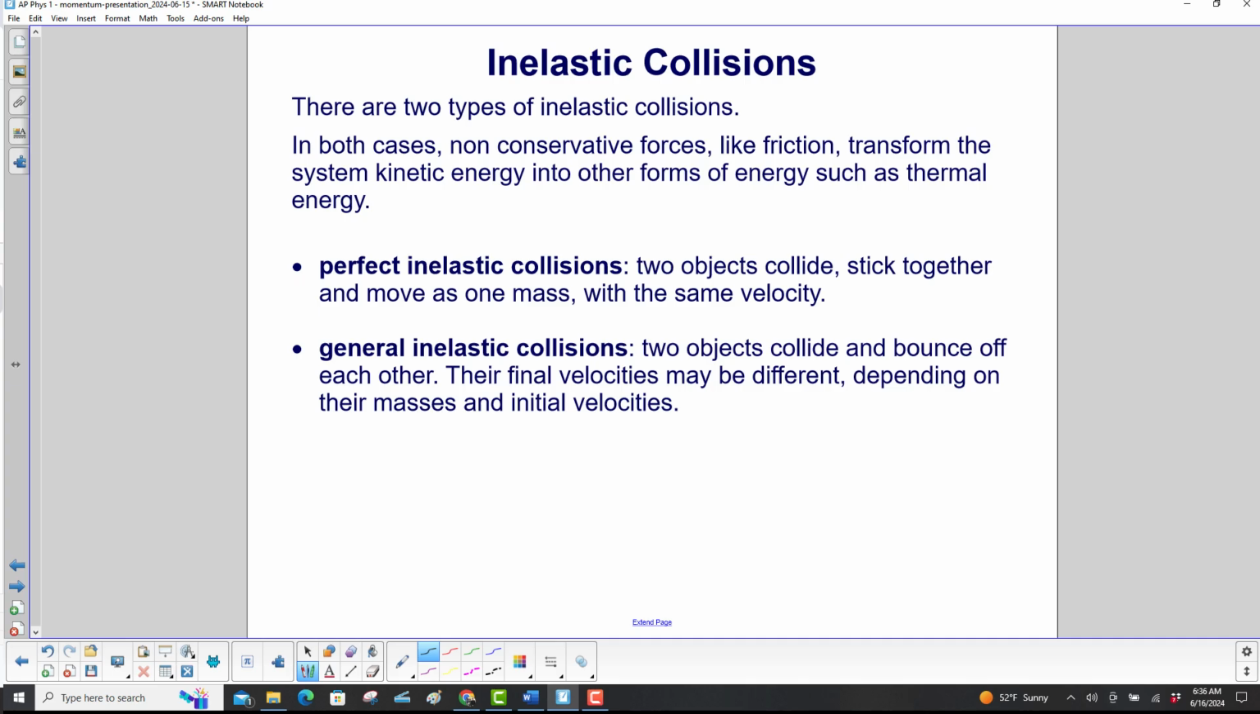There are two types of inelastic collisions. In both cases, non-conservative forces, like friction, transform the system kinetic energy into other forms of energy, such as thermal energy. There are perfect inelastic collisions. Two objects collide, stick together, and move as one mass with the same velocity. General inelastic collisions. Two objects collide and bounce off each other. Their final velocities may be different depending on their masses and initial velocities.